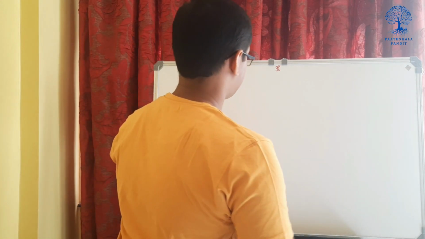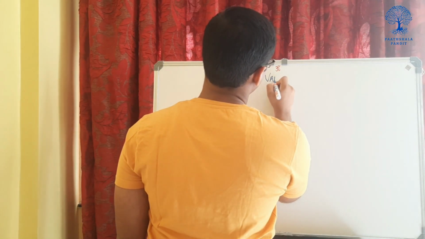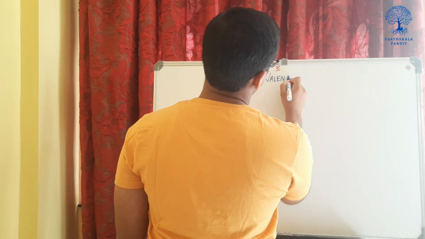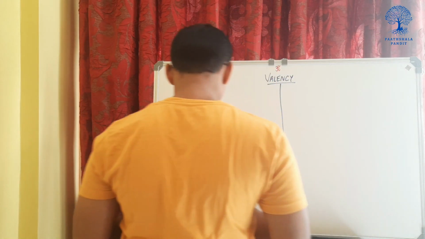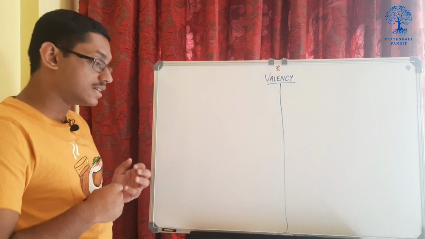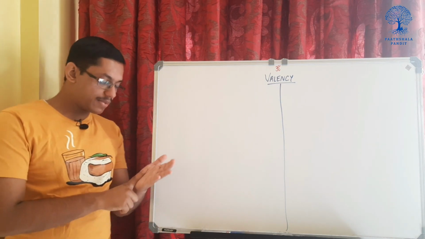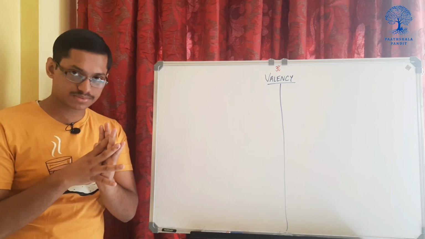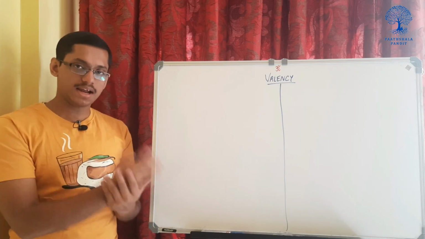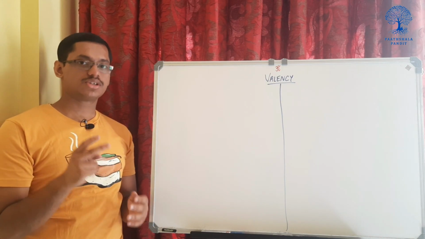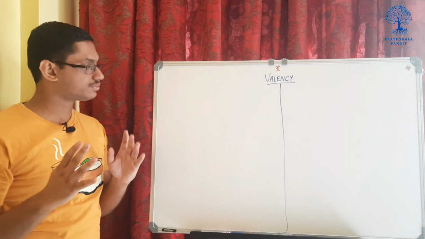So let us write the topic first. Valency. Okay, now see, what is valency exactly? Till now we know about elements, electrons, protons. You also know that a specific element has a specified number of electrons. Like hydrogen has only one electron. Helium has only 2 electrons. Lithium, 3 electrons. Like this it will go on.